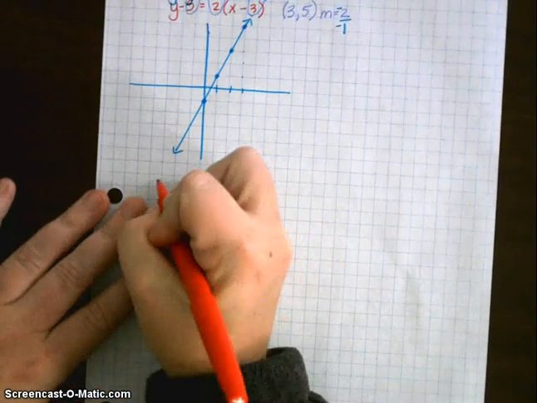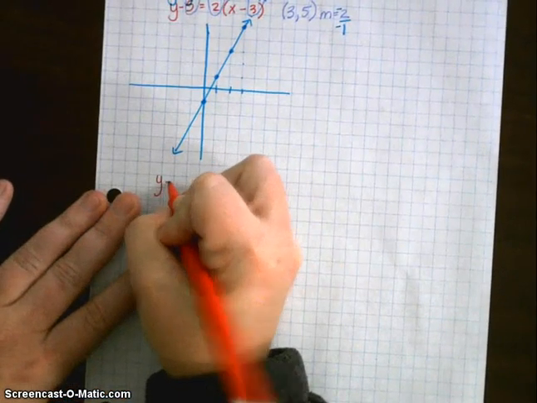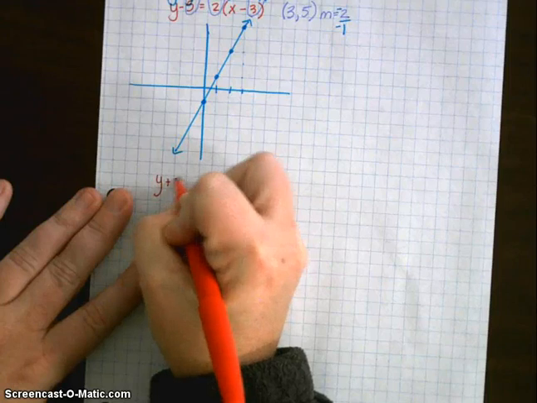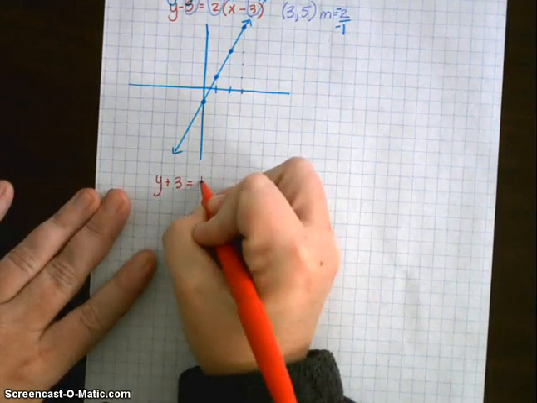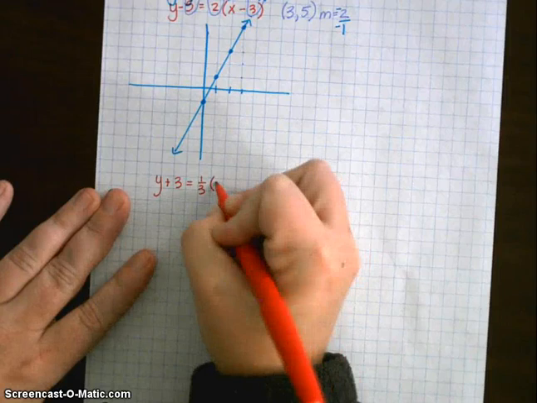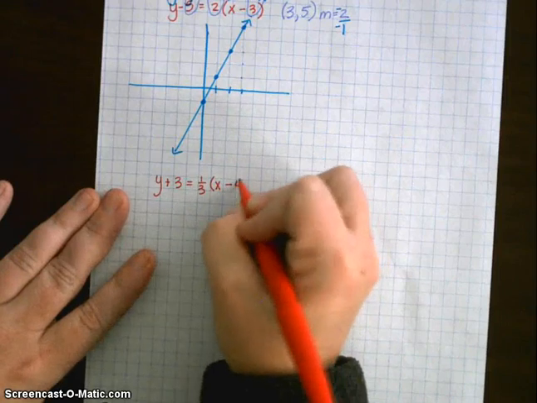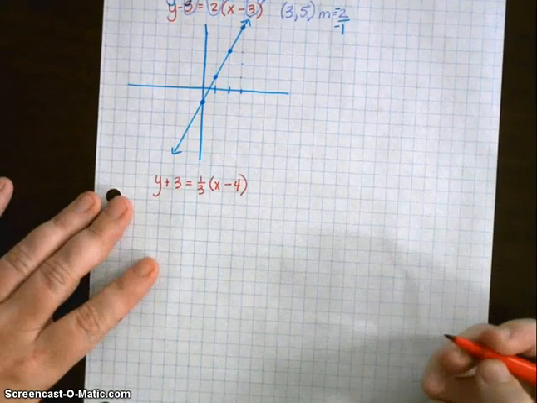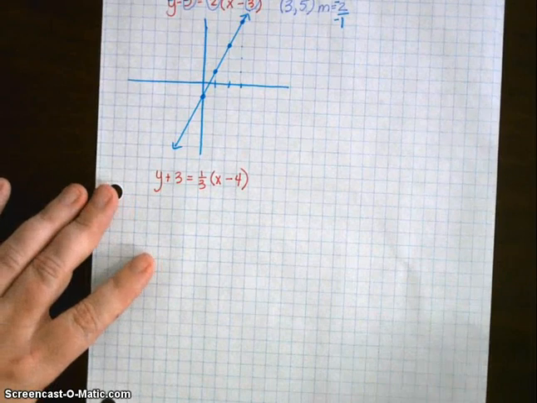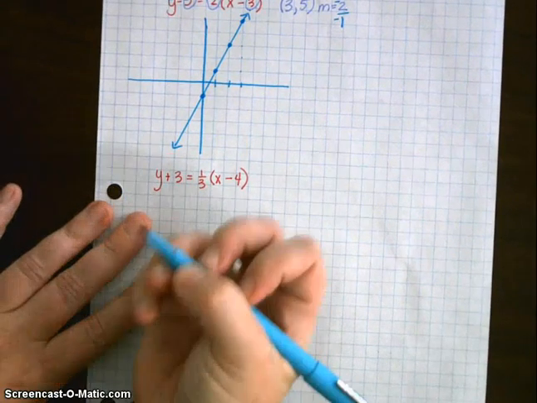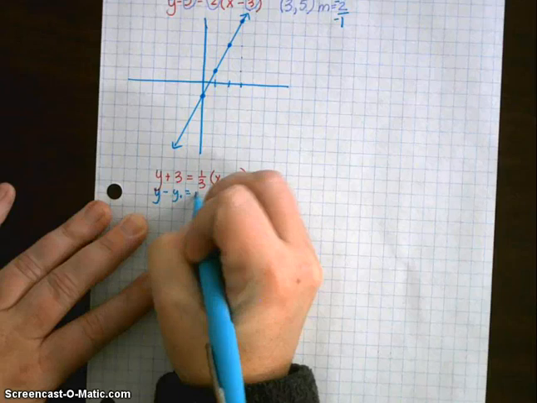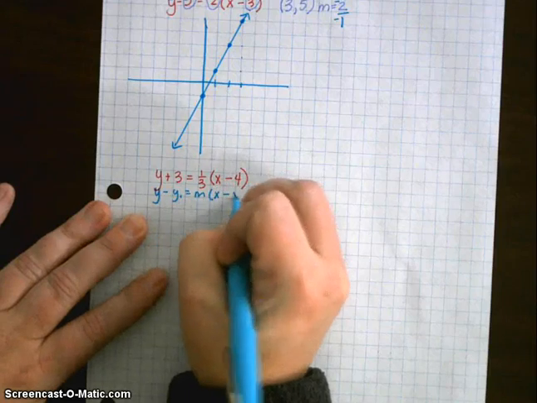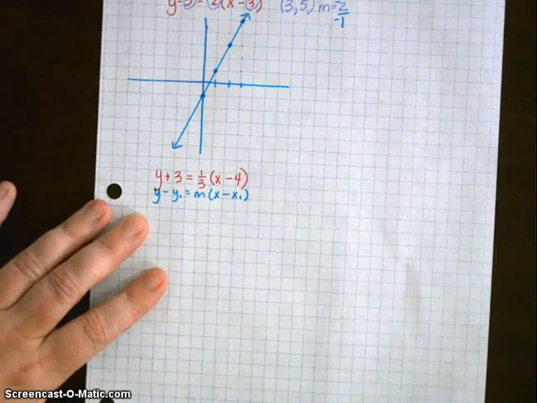I'm going to use the equation y plus 3 equals 1/3 times x minus 4. I'm going to first pull off the point, and before that I'm going to put the equation above it or below it. So y minus y1 equals m times x minus x1. That's the general form of the equation.